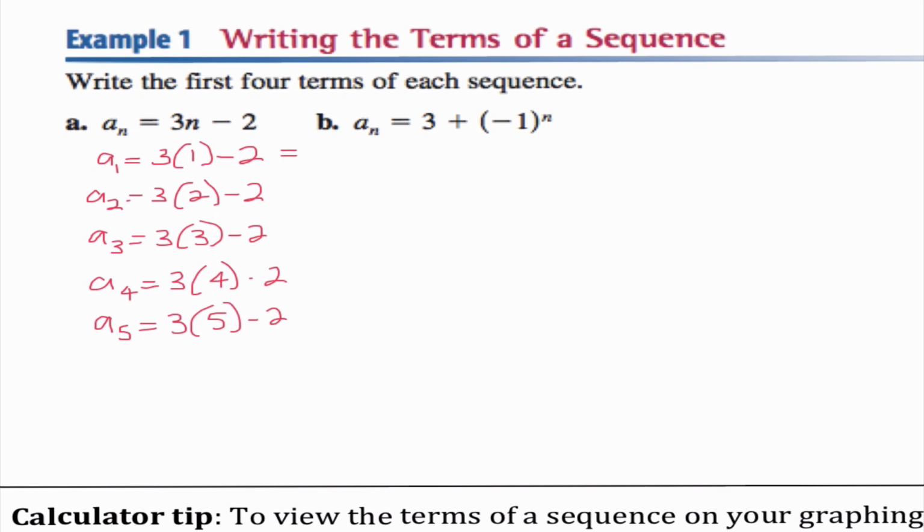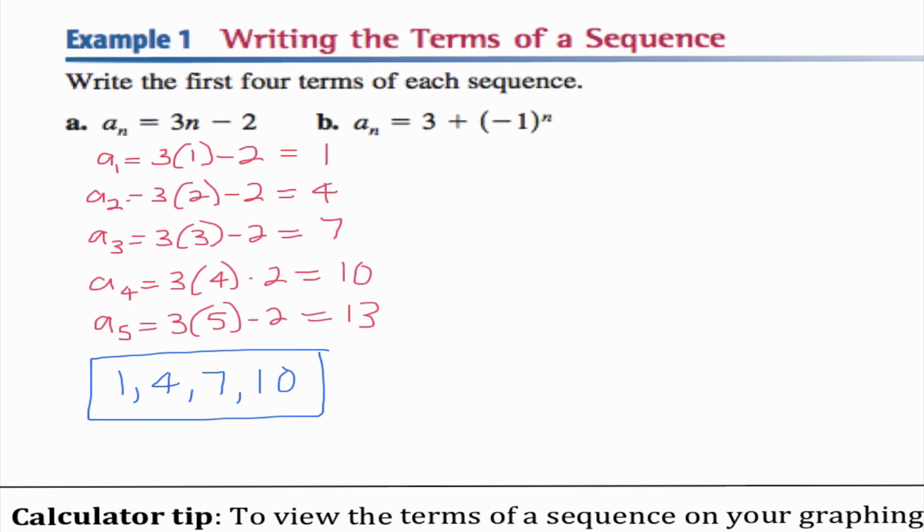So I end up getting 3 minus 2, which is 1, 6 minus 2, which is 4, 9 minus 2, which is 7, 12 minus 2, which is 10, 15 minus 2, which is 13. And I went one step too far. Apparently I cannot read my own directions because it says we only needed the first 4 terms. So I don't need to worry about this one, but hey, you got your money's worth there. So we would say our first 4 terms are 1, 4, 7, and 10.